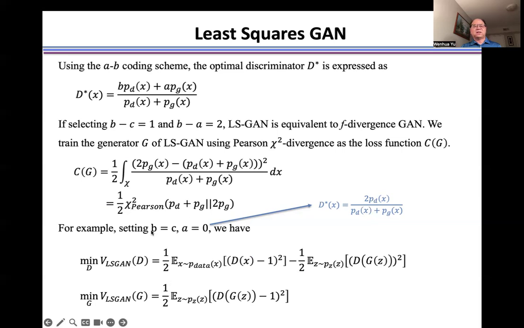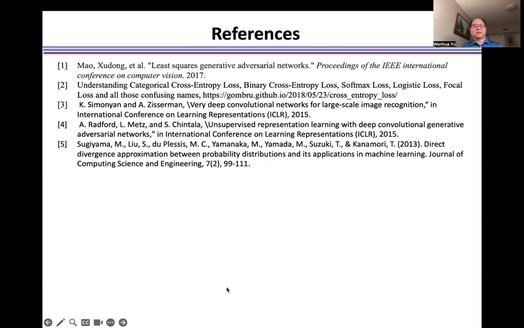For example, setting B the same as C, and A as 0, we can rewrite this optimal discriminator as in this formulation, which is the same as the regular GAN. And now we have a loss function to train the discriminator and use this loss function to train the generator. For more details, please check these references.